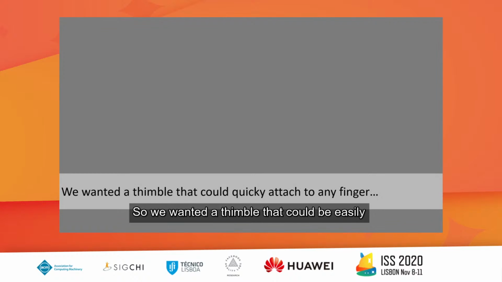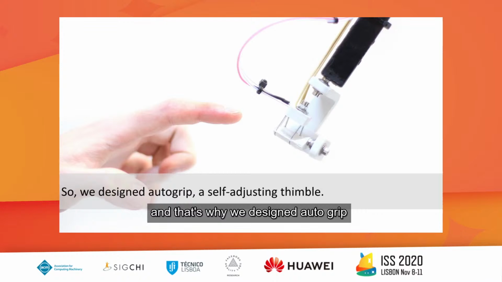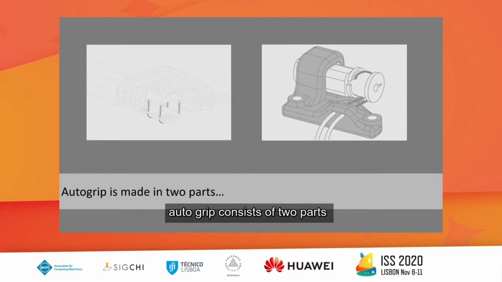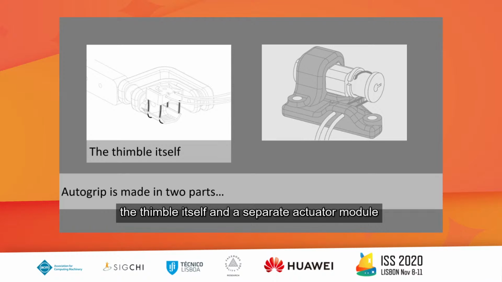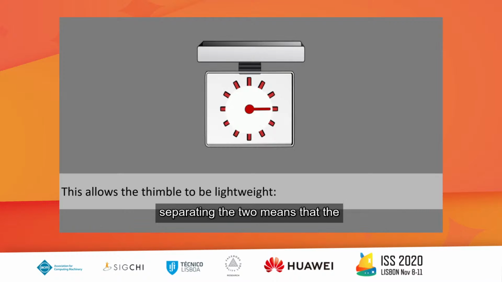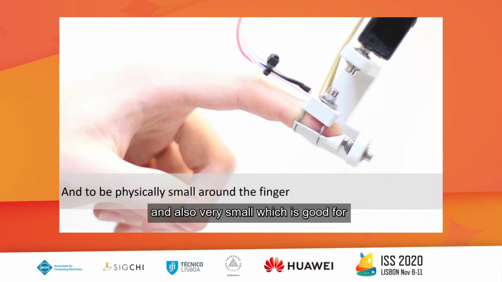So, we wanted a thimble that could be easily and rapidly attached to any finger, and that's why we designed Autogrip. Autogrip consists of two parts, the thimble itself and the separate actuator module. Separating the two means that the thimble itself can be very light. This is good for reducing mechanical inertia, and also very small, which is good for multiple.